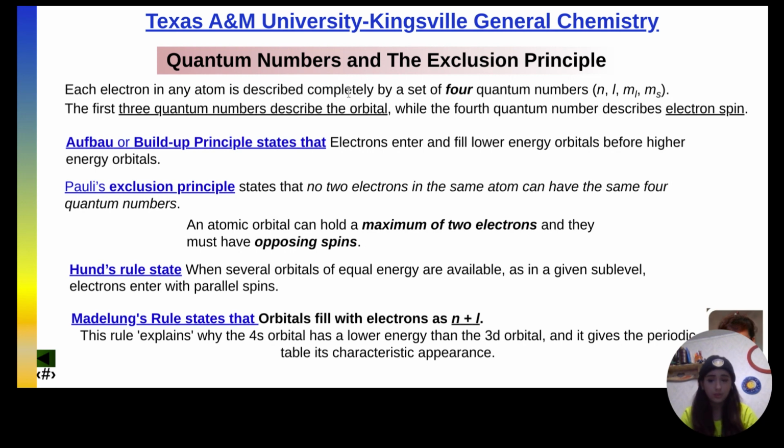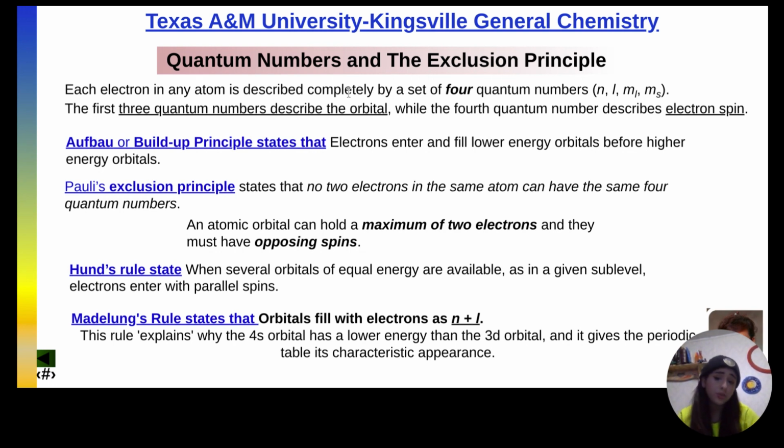The Aufbau, or the build-up principle, states that electrons enter and fill lower energy orbitals before higher energy orbitals. These are just brief summaries. In the next slide, we'll go into the specifics of these.